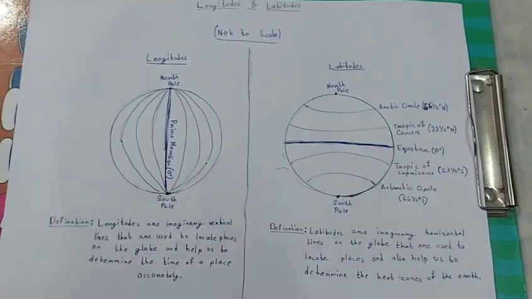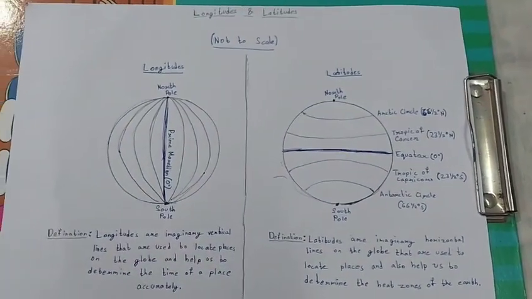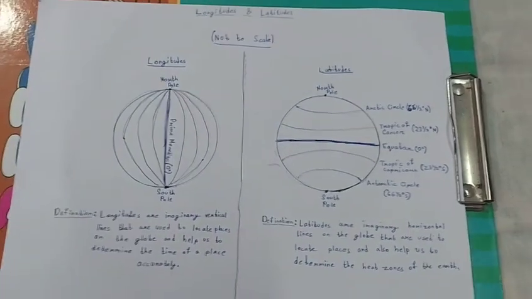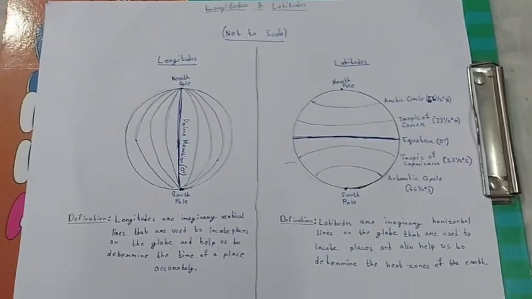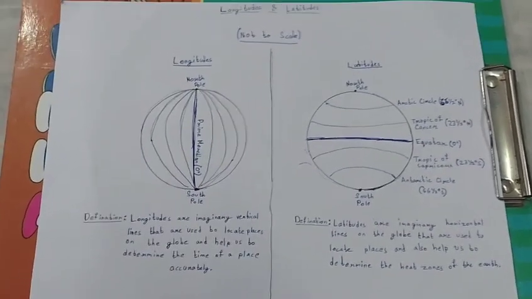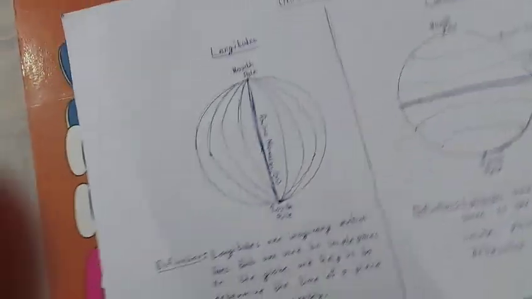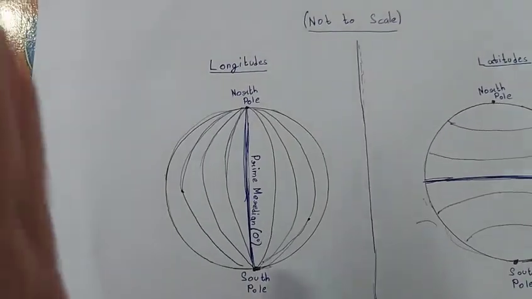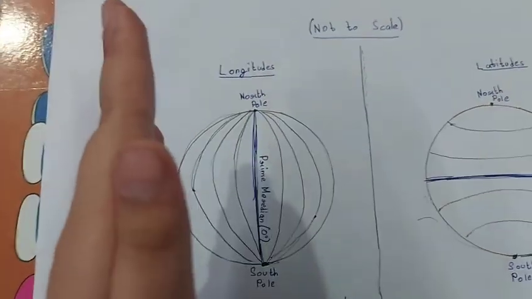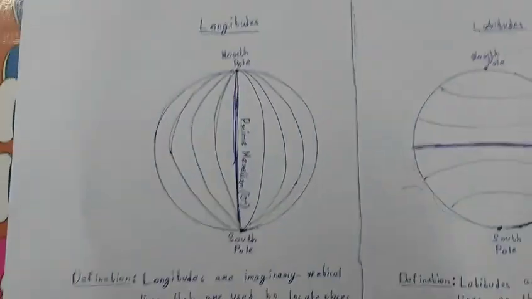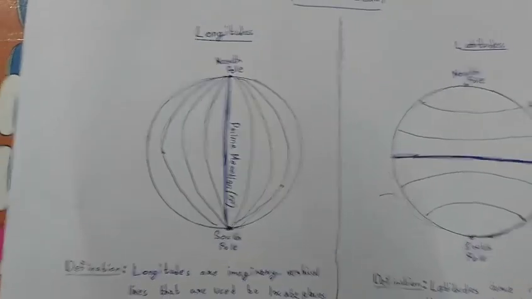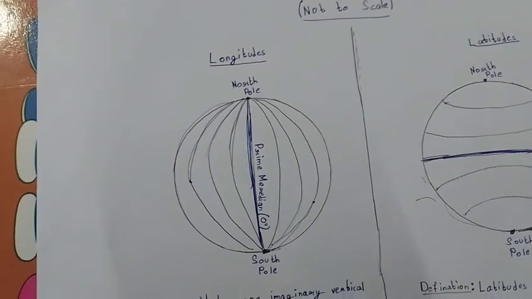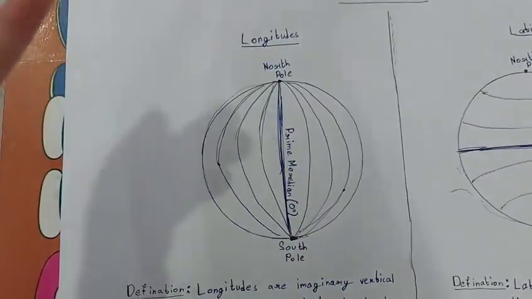So longitudes basically mean imaginary vertical lines, they're straight, that are used to locate places on the globe and help us to determine the time of a place accurately. So basically longitudes are straight lines, imaginary lines on the globe, they're not real, they help us to determine the location of a place.